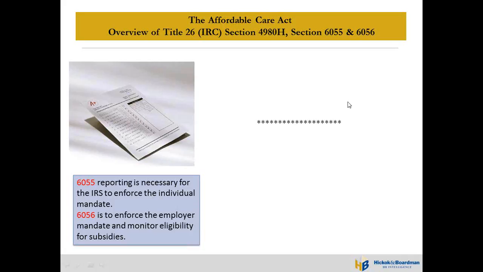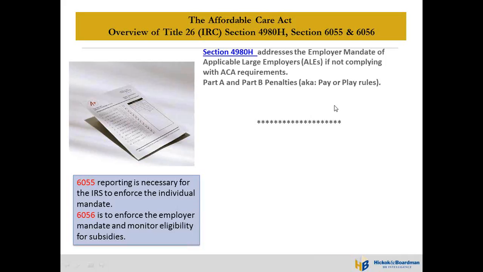Under the Affordable Care Act, in Title 26 of the Internal Revenue Code, there was a new section added called 4980H, which talked about the employer mandate of applicable large employers if they did not comply with ACA requirements. Now, sometimes I'm sure you've heard of this as the pay or play rules, or Part A and Part B penalties, or Section 6055 and Section 6056. They're all very similar. They're all related to the same thing.